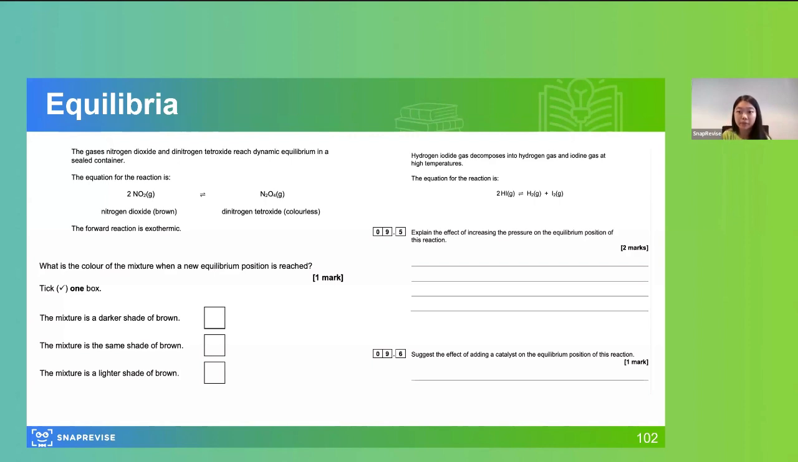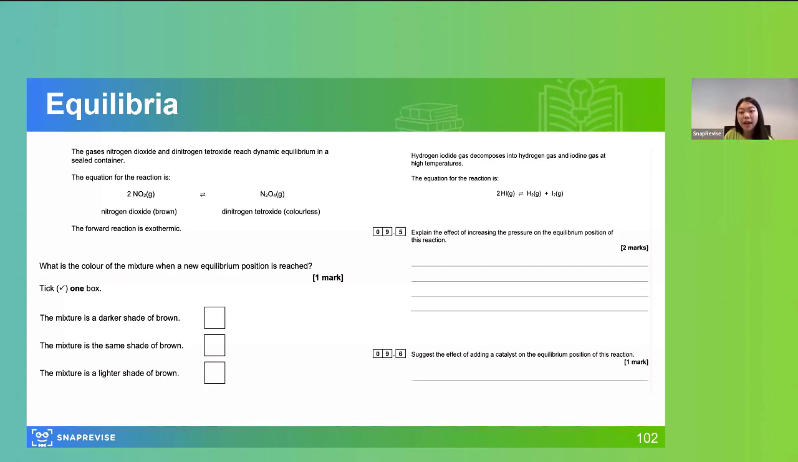Now let's look at number 9.5. What is the effect of increasing the pressure on the equilibrium position of this reaction? Again, with pressure, we're looking at the number of molecules in front. So on the left side, the reactant side, there's 2. On the right side, there's also 2 because H2 has one in front, I2 also has 1 in front. That means that increasing the pressure isn't going to do anything because they both have an equal number of molecules on each side. So your answer would just be there's no effect because there's an equal number of moles.